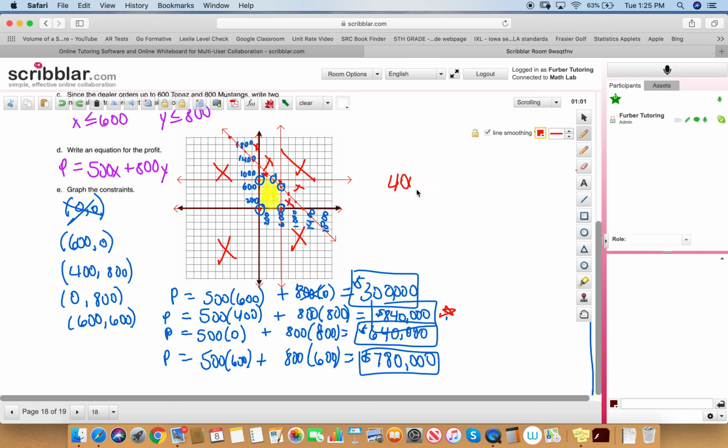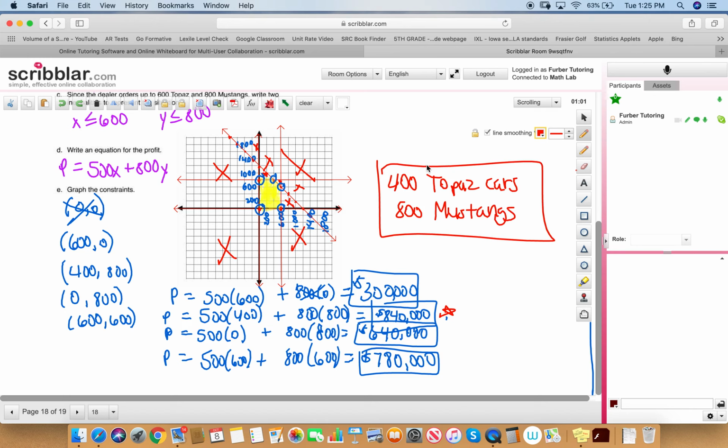So they need to make 400 Topaz cars and 800 Mustangs. That will maximize the profit for the factory. Okay? It might be slightly off on your homework based upon how I numbered the graph, but it shouldn't be too far off. So that gives you another example, very similar. They're going to break it down like that for you on your homework as well, so that'll help. But you've got 3 other examples with solutions that you can check and try some more examples with on this one. I think it would be wise.